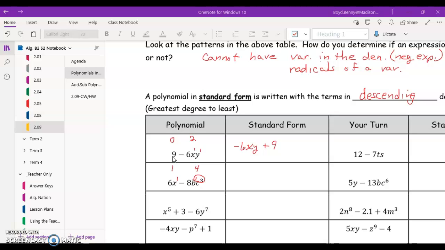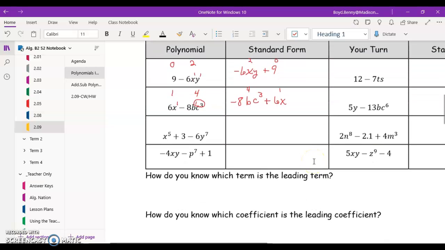Okay, so if I put this in descending degree order or in standard form, then that would mean my negative 8bc to the third would be my first term, and then because that 6 is positive, I would use a plus sign, and then my 6x would be my second term. This is what we call standard form. Notice it's in descending exponent order. Degree 4, degree 1, degree 2, degree 0.